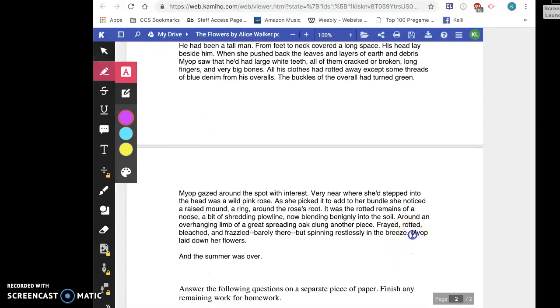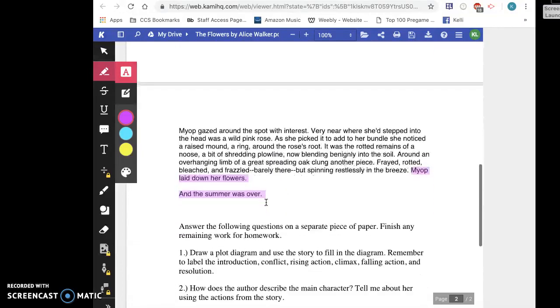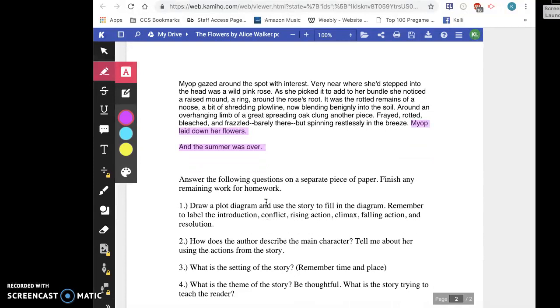So I think these last two lines kind of say everything that we need to say. Here in the beginning, she's light, she's good, she feels good in the warm sun, and we see through her, after her discovery, she is no longer light and good in the warm sun. She lays down those flowers, and her summer is over.